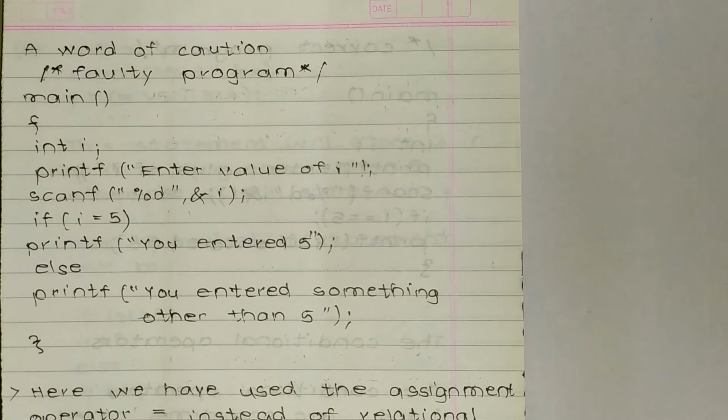Printf, you entered 5. So if I is equal to 5, then printf, you entered 5. Else printf, you entered something other than 5. That means if I is equal to 5, you entered 5, else you entered something other than 5. And here the program is ended because we are closing the bracket.